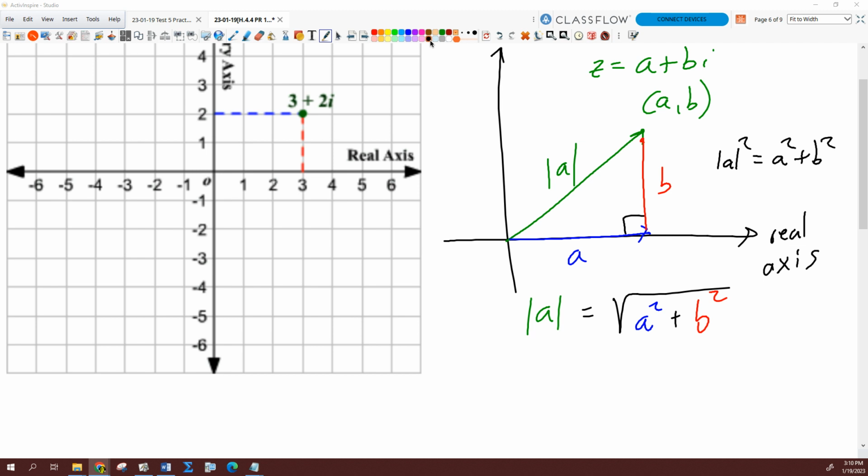If I just square root, then I get an equation that ends up really being the distance formula. How about that? That's really cool, right? So all this stuff comes together in the complex plane. These are the coordinates of the point, and the distance from the origin represents the modulus. Okay?